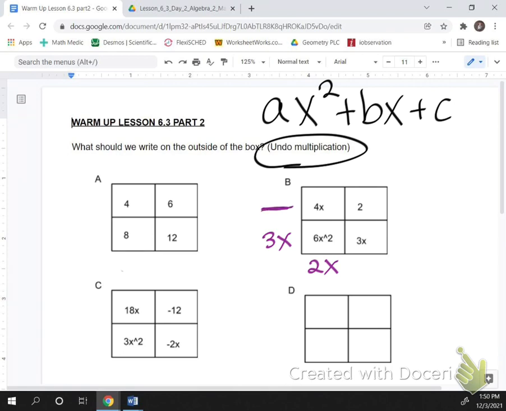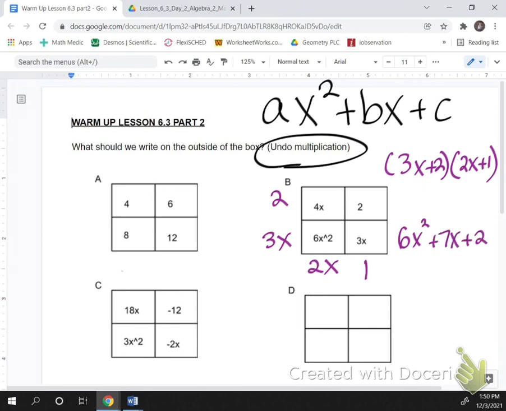What's going to go above 3x? 2 to get 4x. What has to go next to 2x? 1. And so then basically what we just did is factored using a box. This is technically a trinomial, 6x squared plus 7x plus 2. Okay, and we're going to build to this today, but I want us to see the patterns for the box. C. Let's do C together.